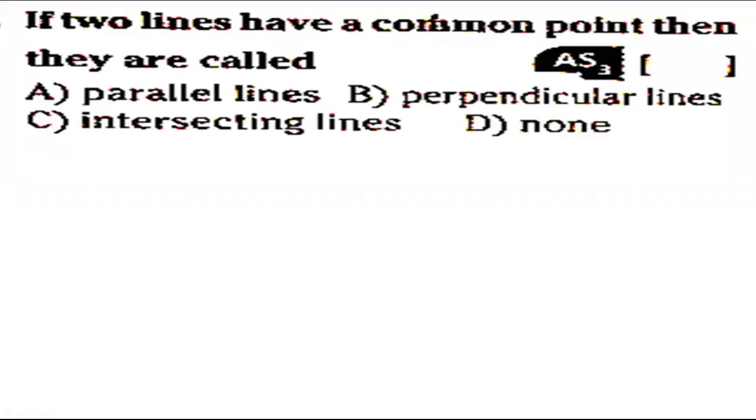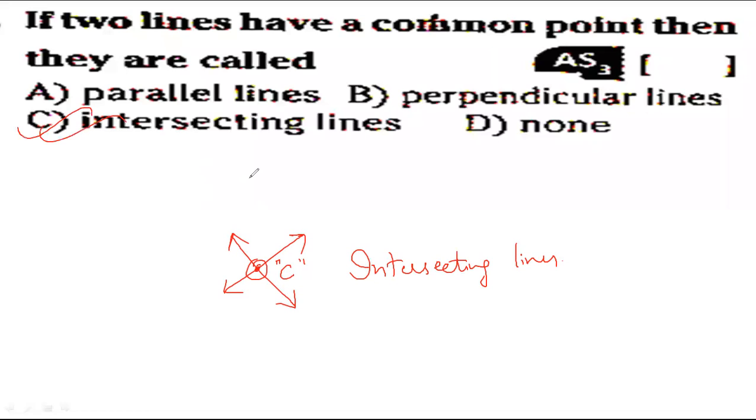Next question. If two lines have a common point, then they are called dash. Let us say we have two lines like this. They have a common point called C. Here, these two lines are called intersecting lines. So option C is correct.